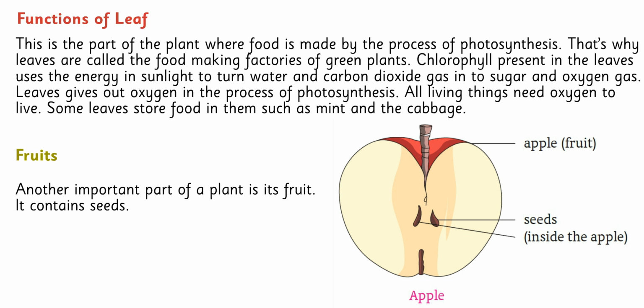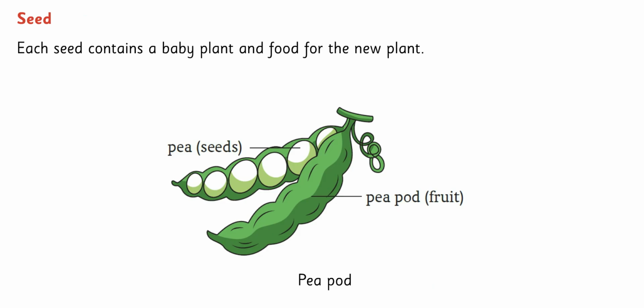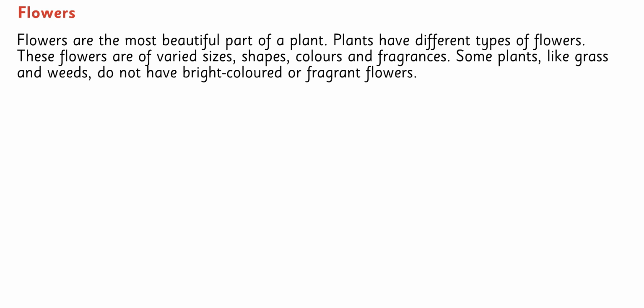Fruits. Another important part of a plant is its fruit that contains seeds. Here is the picture of a half-cut apple showing you the seeds and the fruit. Seed. Each seed contains a baby plant and food for the new plant. Flowers. Flowers are the most beautiful part of a plant. Plants have different types of flowers. These flowers are of varied sizes, shapes, colors, and fragrances. Some plants like grass and weeds don't have bright colored or fragrant flowers.